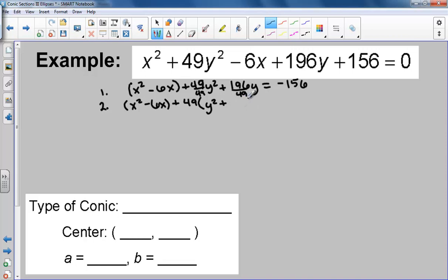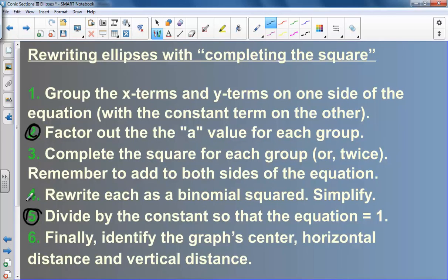And then this, I believe, is going to be 4y here, equal to negative 156. Okay, so that was step 2. Factor out the a value for each group. Alright, so we're going to complete the square.